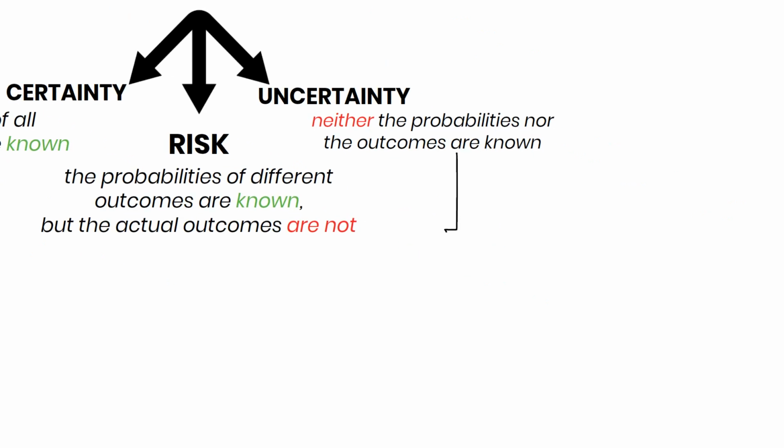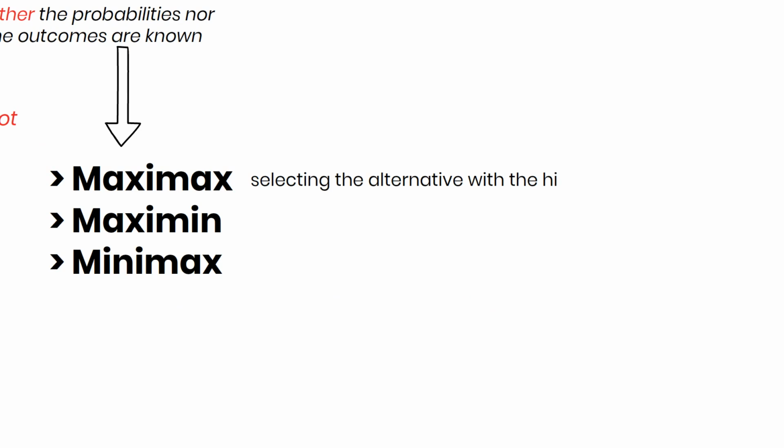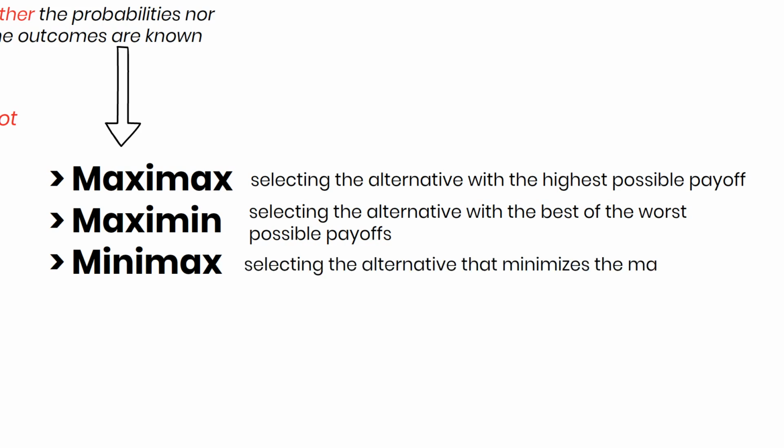Techniques for making decisions under uncertainty include the maximax, maximin, and minimax regret criteria. The maximax criterion involves selecting the alternative with the highest possible payoff, focusing on the most optimistic outcome. The maximin criterion involves selecting the alternative with the best of the worst possible payoffs, focusing on the most conservative outcome. The minimax regret criterion involves selecting the alternative that minimizes the maximum regret, focusing on minimizing potential losses.